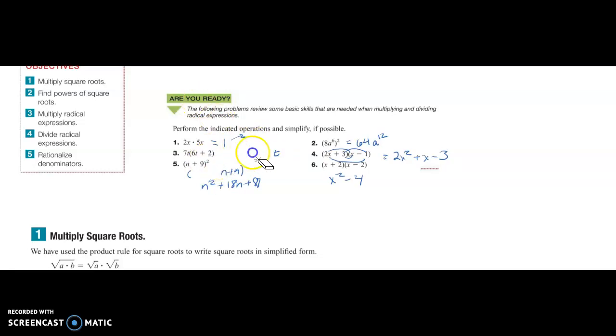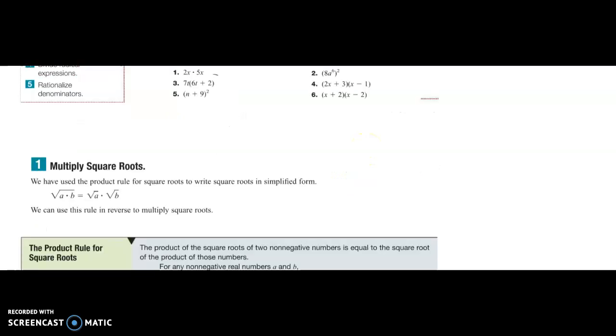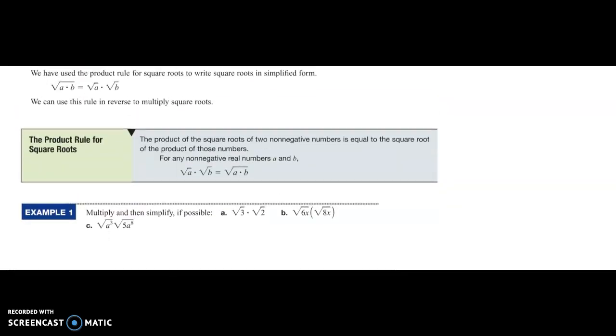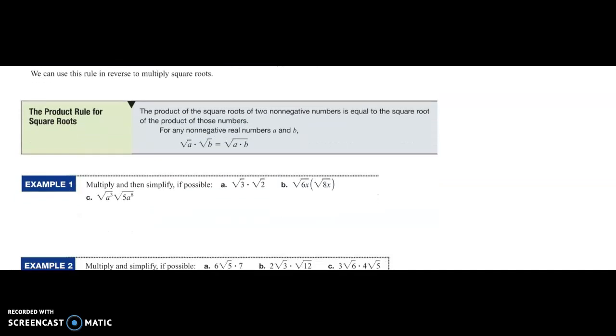Let's scoot down to the property that we're going to use right here. We've looked at this. I think this should make sense, but when I'm multiplying 2 radicals, I can actually multiply underneath the radicals. So the product rule for square roots is the square root of a times the square root of b equals the square root of ab. We're going to use that in several contexts to simplify these square roots.